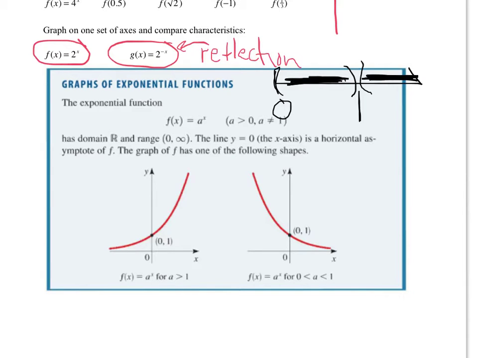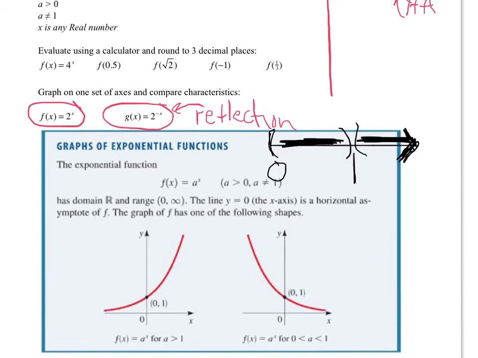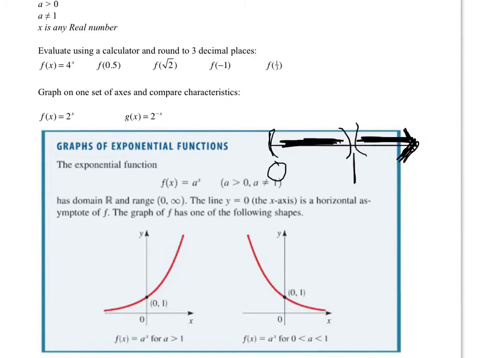So the interesting thing is that for all exponential functions, if the base is a number between 0 and 1, then the graph of the exponential function is decreasing like that. In the case that the base is greater than 1, the graph of the exponential function is increasing like that. And essentially that's what we saw here.